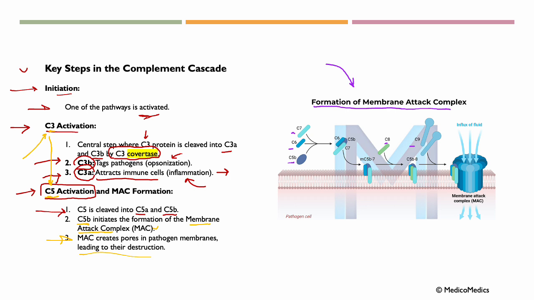And what is the role of this MAC? It's to punch holes in the membranes of pathogens, leading to cell lysis, so cell death. And why are we talking about it in relationship to C5? Because C5b is the initiator of this MAC formation. It binds C6 to C9 and anchors the complex to the target cell membrane. Excellent.